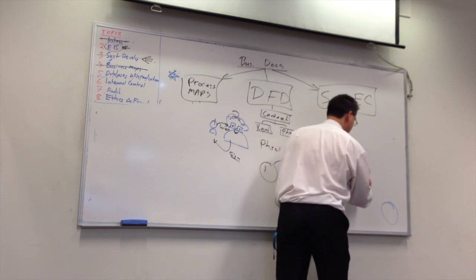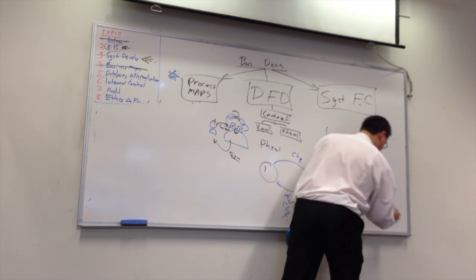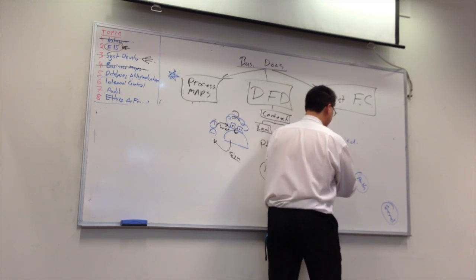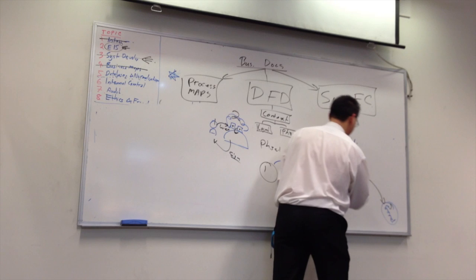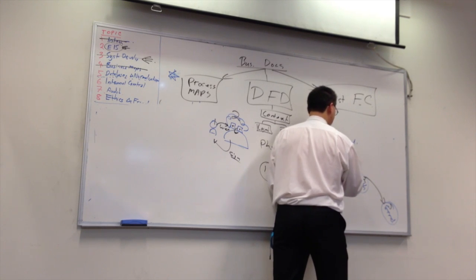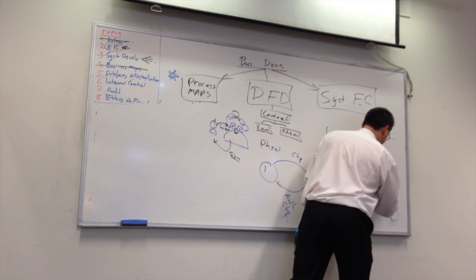Prep, check, authorise, check, and then send, check, something like that. And so you've got 1, 2, and 3. So this is blank, lodged, check, check. This is authorised, check.